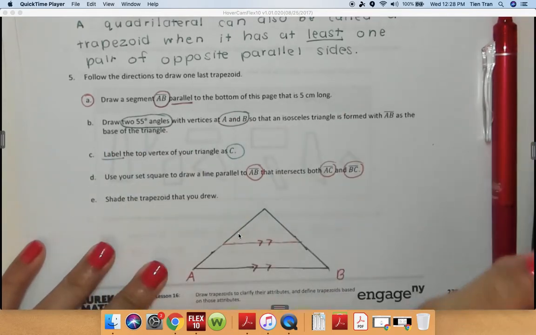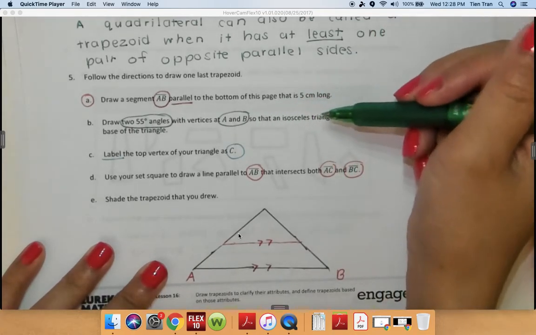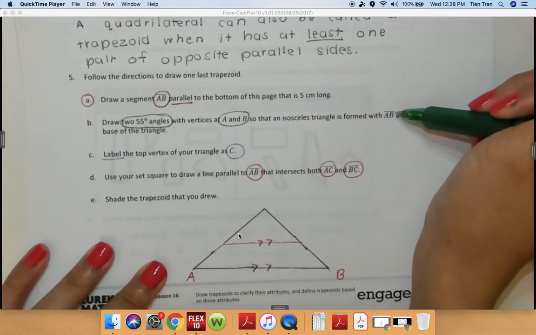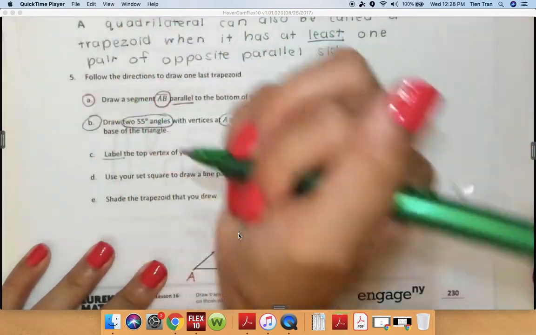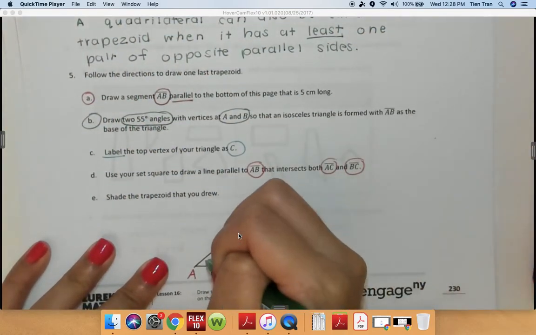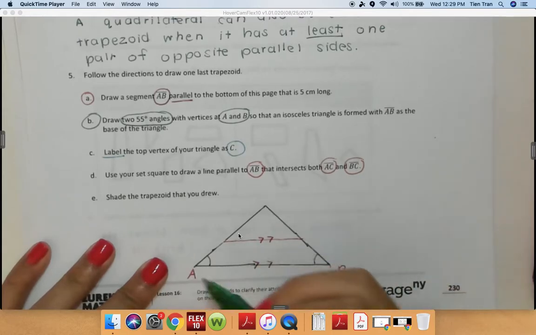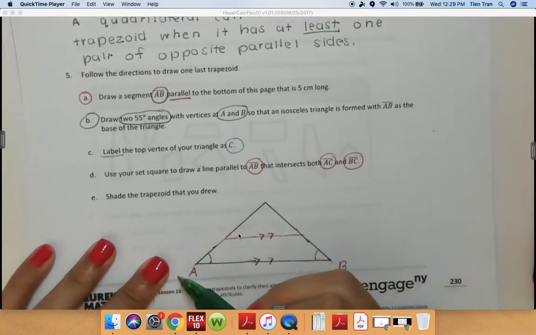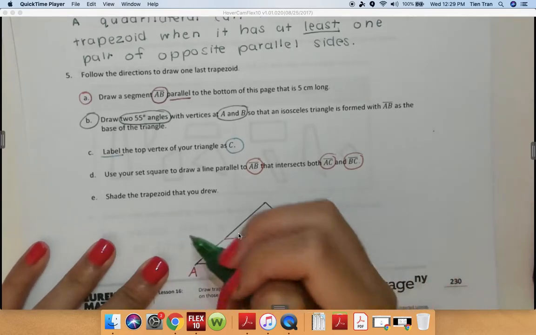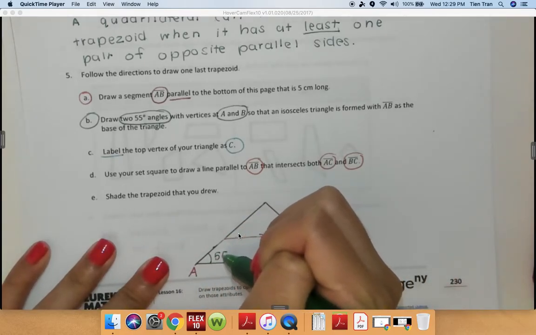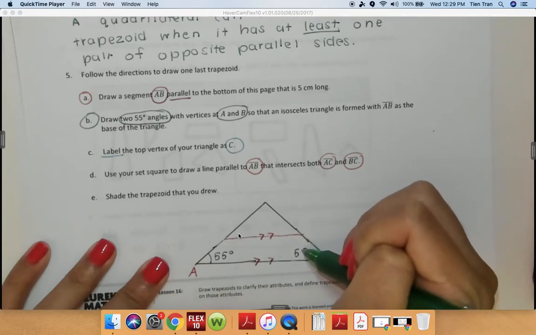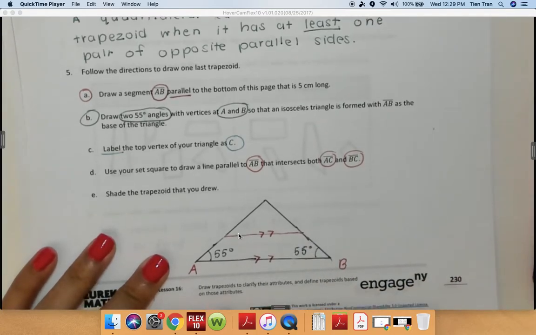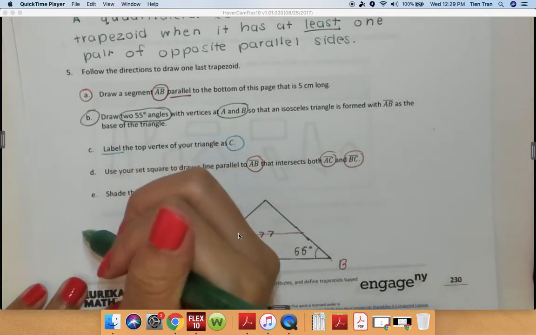Problem B, draw two 55-degree angles with vertices at A and B so that an isosceles triangle is formed with AB as the base of the triangle. So I'm going to draw 2 vertices. These are called vertices. They are places where sides meet or angles meet. So that is my 55 degrees. And where does 55 degrees come from? An example I'm going to show you.